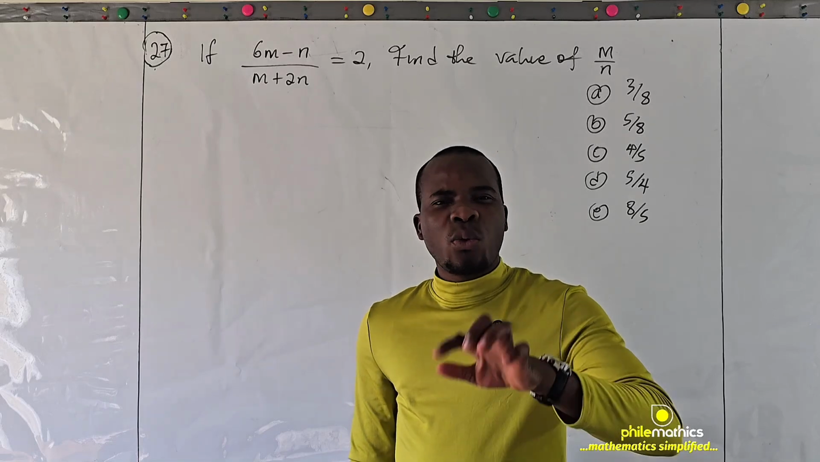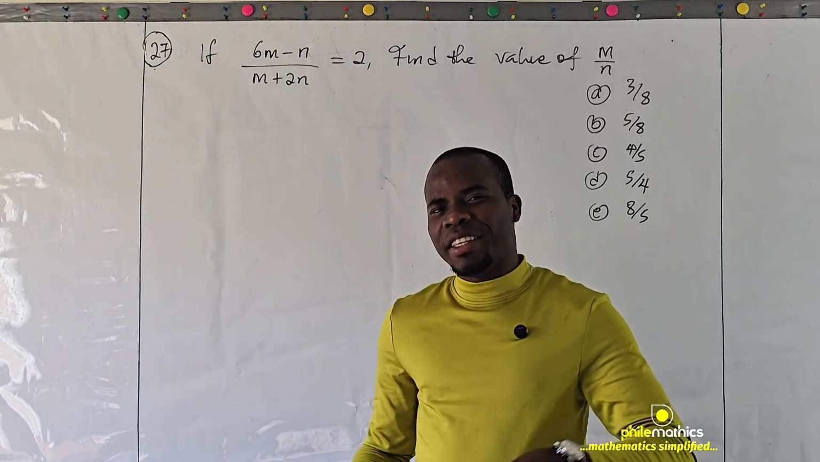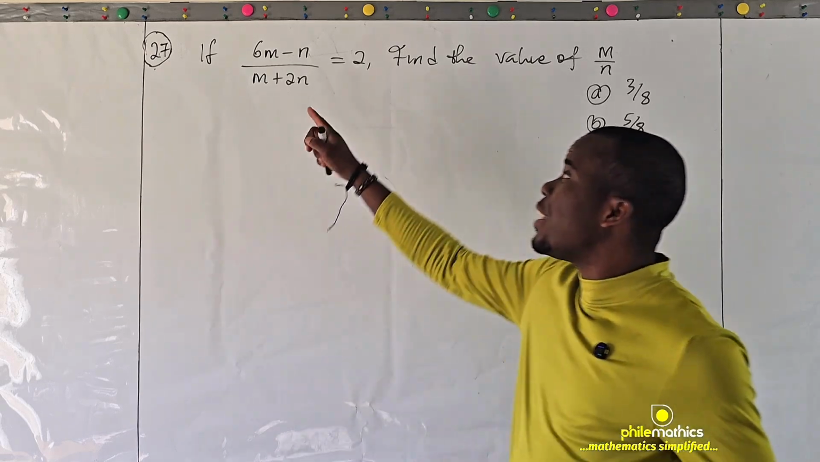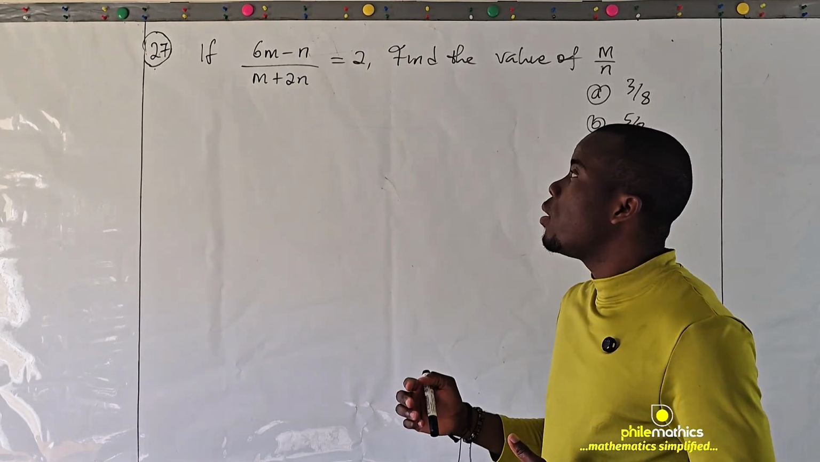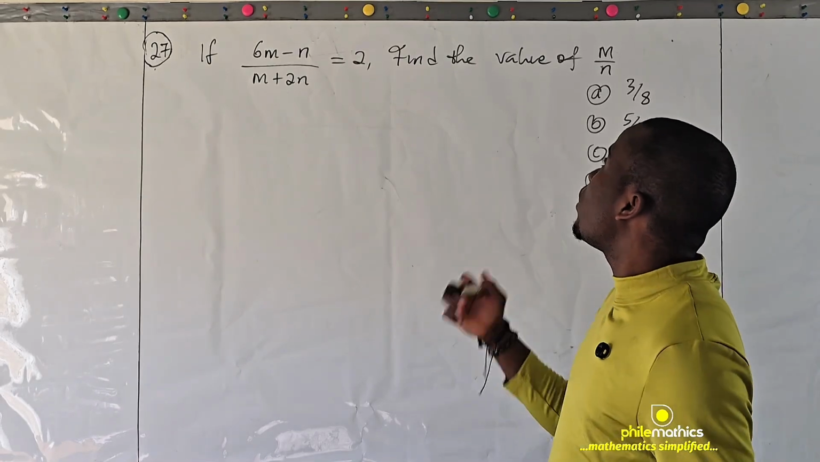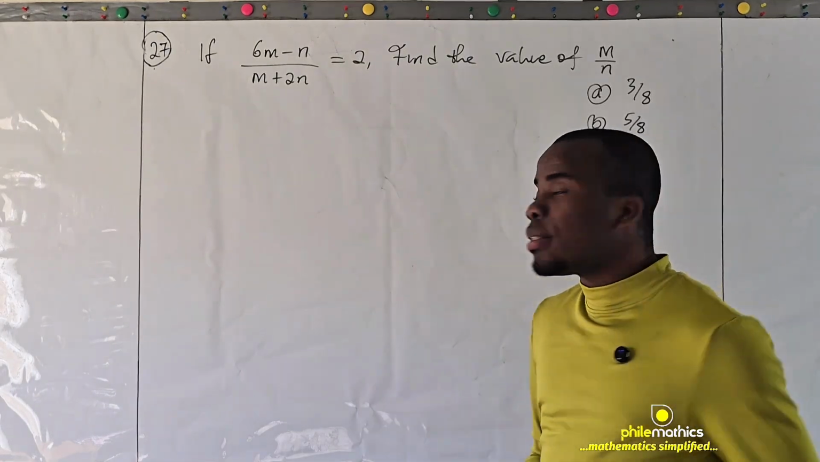The 27th question of NECO 2025 is a problem on algebraic substitution. It says if (6m minus n) over (n plus 2n) is 2, find the value of m over n.